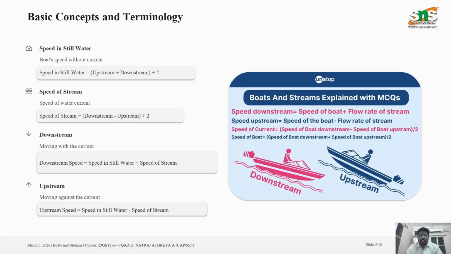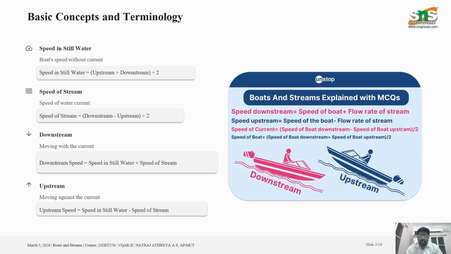The basic concepts and terminology: first, speed in still water. Boat speed without current, the speed in still water, is equal to upstream plus downstream divided by 2. Followed by that, we have the speed of stream, which is the speed of the water current. Speed of stream is equal to downstream minus upstream divided by 2. So for still water, it is the sum of downstream and upstream divided by 2, and for speed of stream, it is downstream minus upstream divided by 2.